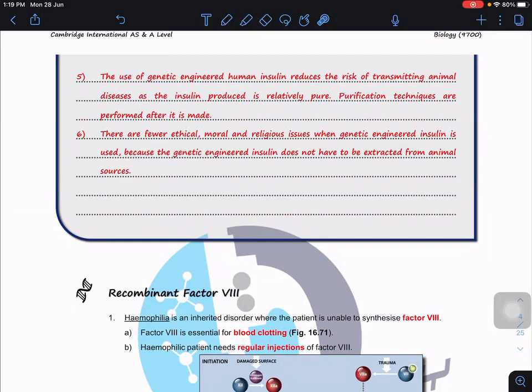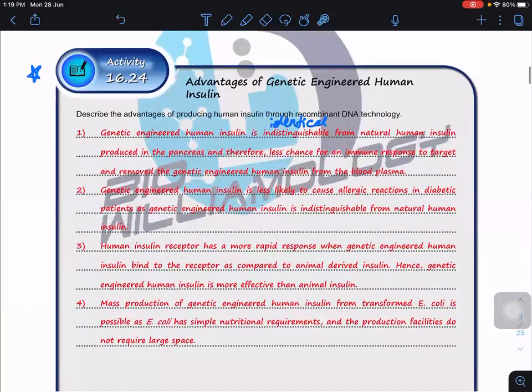Why? Because, as I say, if we use bacteria, we don't kill the animal. In terms of moral and ethical issues it is more accepted, and religious issues as well. Some may say, I don't want to use an animal product. So this is the first part. Please highlight this, activity 16.24. This is a common question asked in essay questions and also structured questions: what are the advantages, why we use genetic human insulin rather than other types of insulin, for example from the pig.